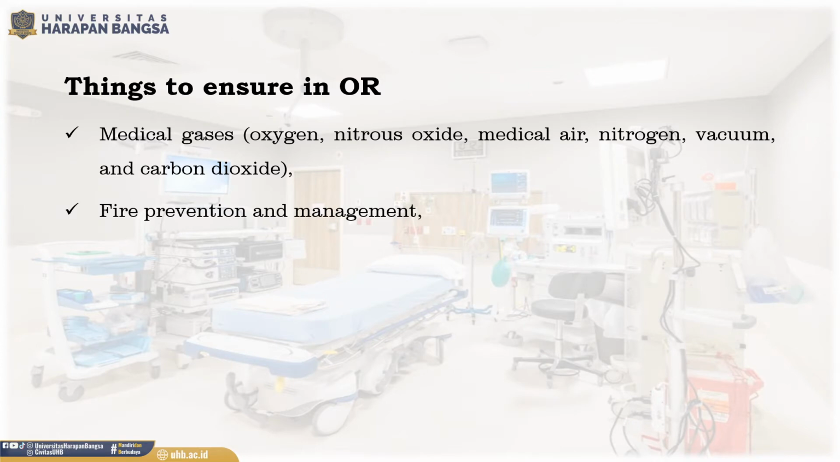Second, fire prevention and management. When there is a fire in the operating room, make sure you do these things. First, switch off the electricity. Second, extinguish the fire. Next, call the emergency number and then transfer the patient to another room and prepare an additional OR.